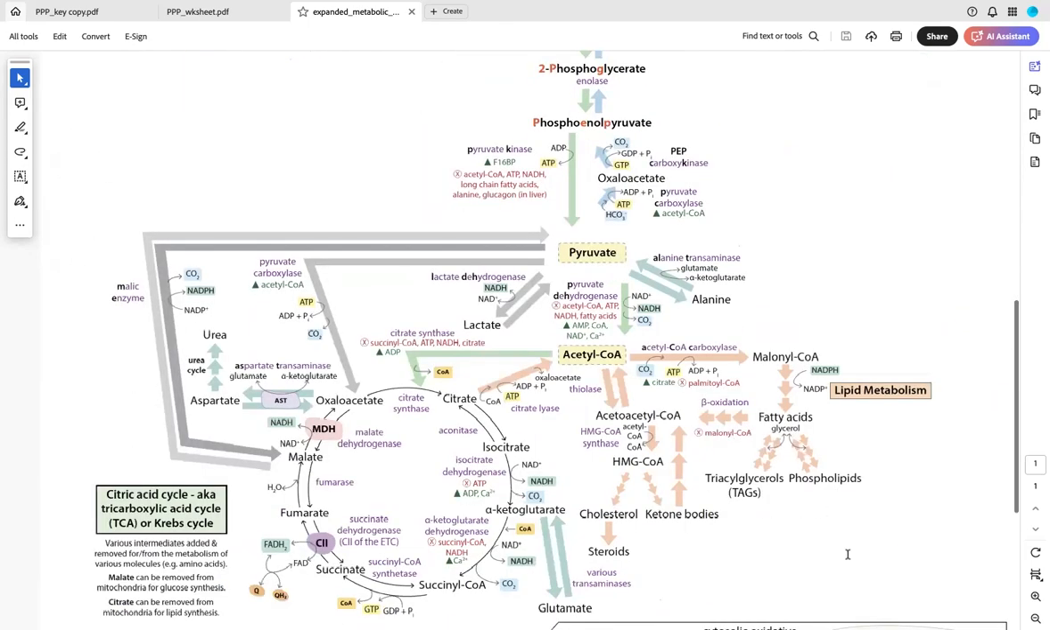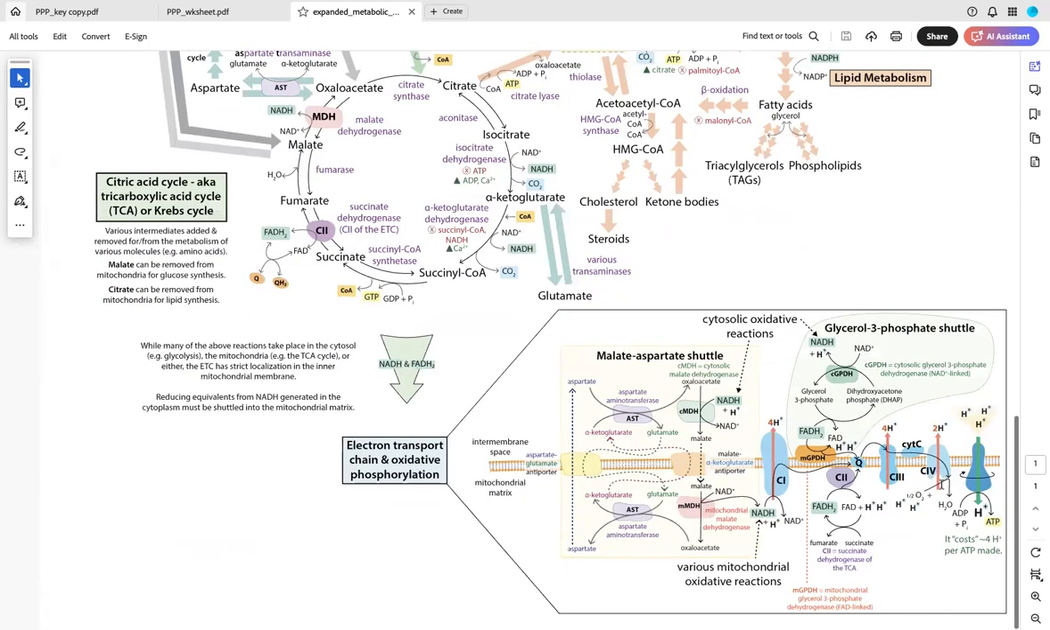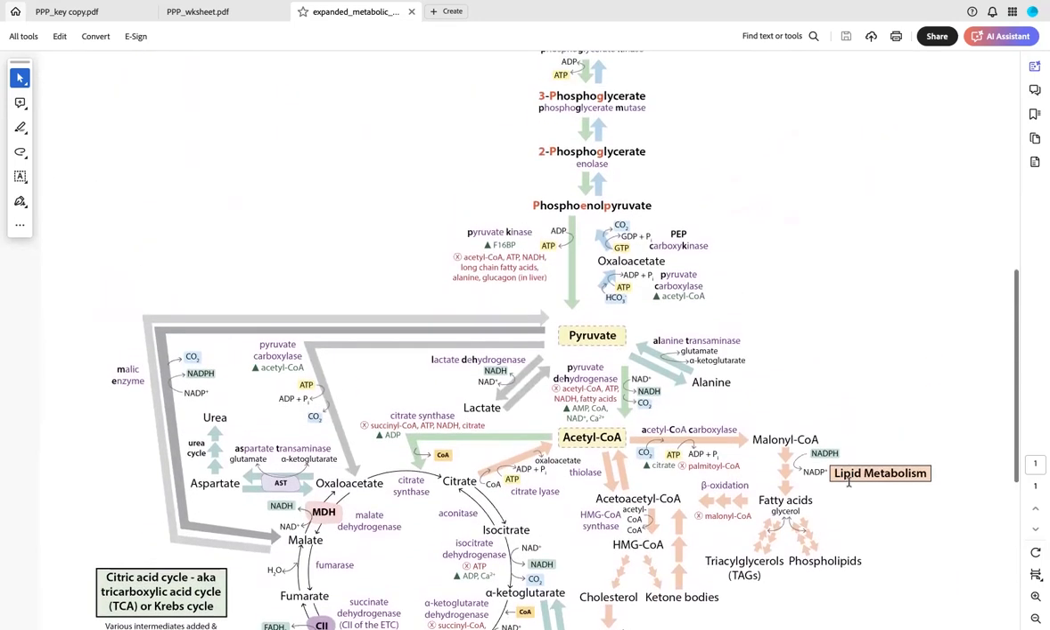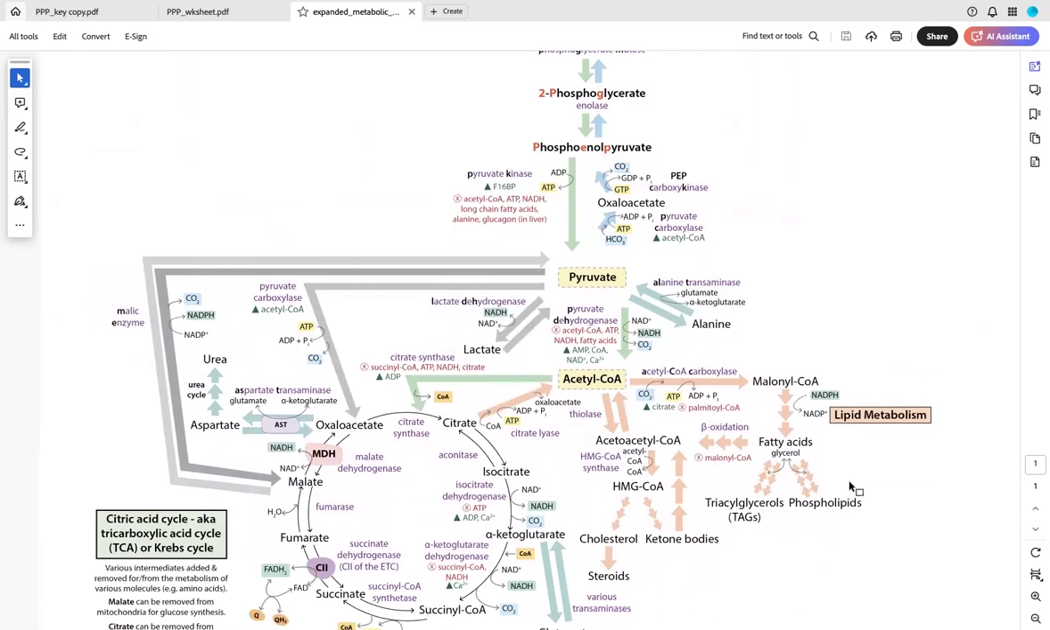What if we don't have oxygen? Well, we need oxygen to do this. So if we don't have oxygen, how else can we regenerate the NAD plus? If we look at our chart, we can see that we can regenerate the NAD plus with lactate dehydrogenase. Lactate dehydrogenase is able to regenerate the NAD plus, and now we can keep glycolysis going. We see that this step is going to be easily reversible.